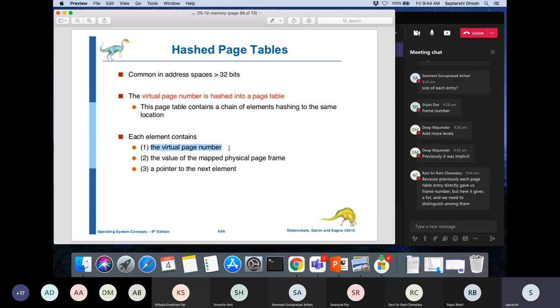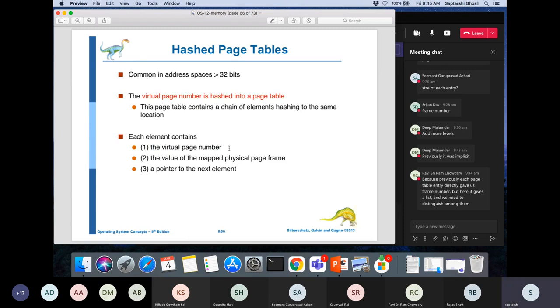So until now, page tables were like an array, and the index into the array is the virtual page number. If the virtual page number was 0, that is the 0th entry of that page table. Virtual page number 1, that is the 1st entry. I think Deep also meant the same thing. So page tables till now were kind of arrays, and the index was the virtual page number. For virtual page number i, that entry was found in the ith entry of the page table.